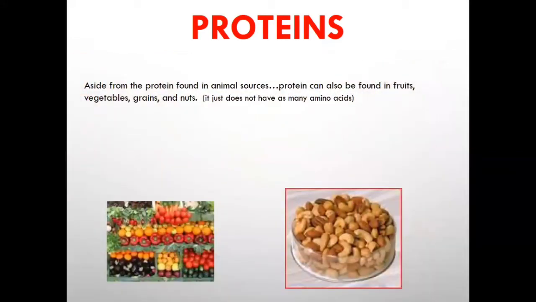Aside from protein found in animal sources, protein can also be found in fruits, vegetables, grains, and nuts. It just does not have as many amino acids.